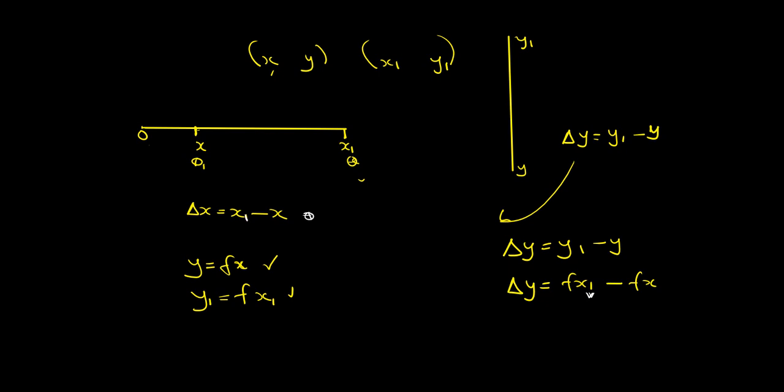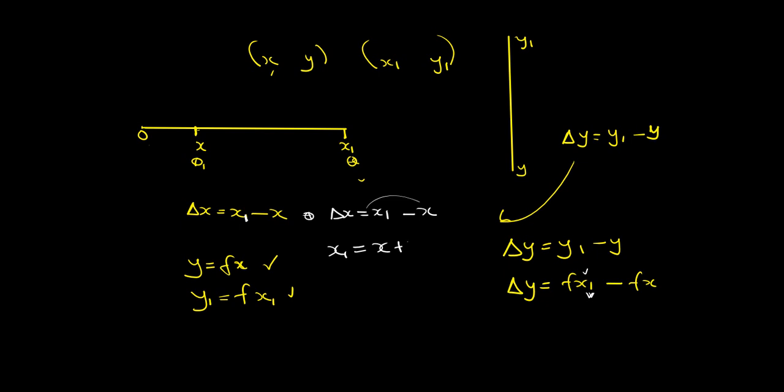So I'll say change in x is equal to x1 minus x, like that. Making x1 the subject, it will come that side, so we'll have x1 is equal to x plus delta, or change in x, like that. I've just grouped the terms and made this the subject of the formula.